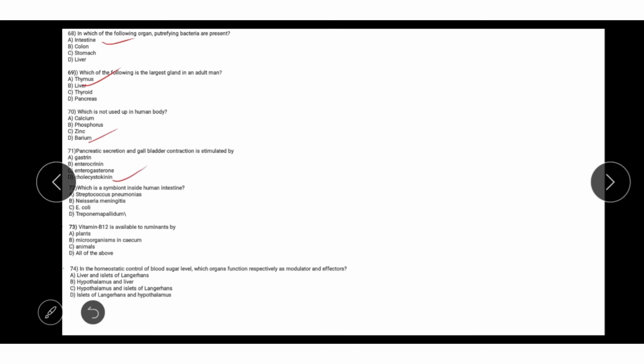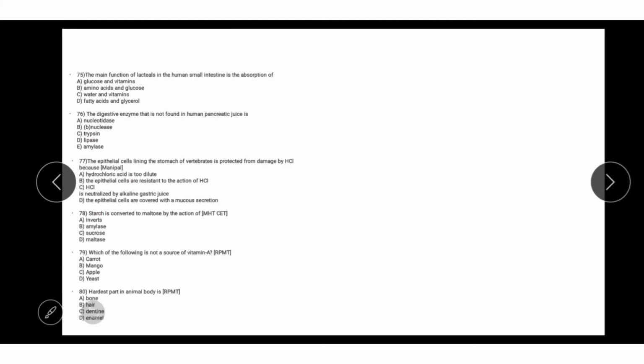Which is a symbiont inside human intestine? E. coli. Vitamin B12 is available to ruminants by microorganisms in cecum. In the osmotic control of blood sugar level, which organs function respectively as modulator and effectors? Liver and the islets of Langerhans, which has alpha, beta and delta cells and the somatostatin cells.